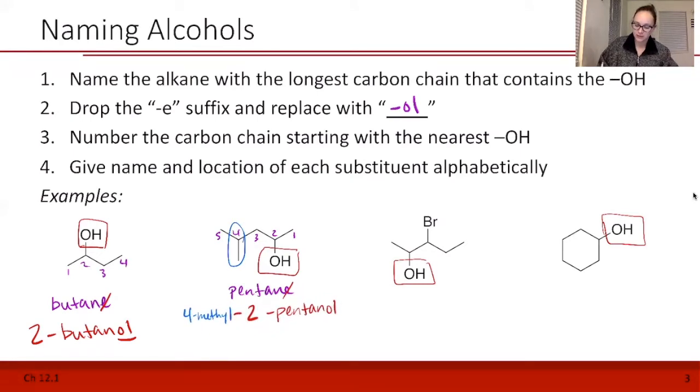Okay, let's do another one. Step 1 is to name the alkane chain. So we have 1, 2, 3, 4, 5 again. So we have pentane. Drop the E, add OL.